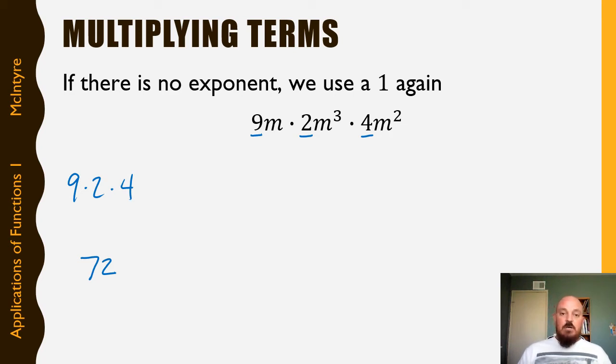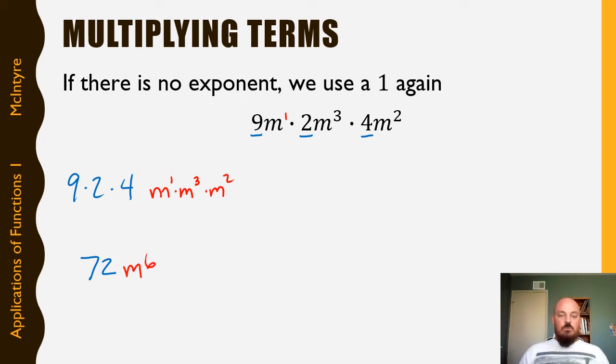Now for the second part, what I'm going to do is m times m cubed times m squared. But remember, this is the little tricky part, that m, even though you don't see it, it's actually m to the first power. So when you add the exponents, you're getting 1 plus 3 is 4, plus 2 more is 6. So your final answer is going to be 72m to the 6th power.